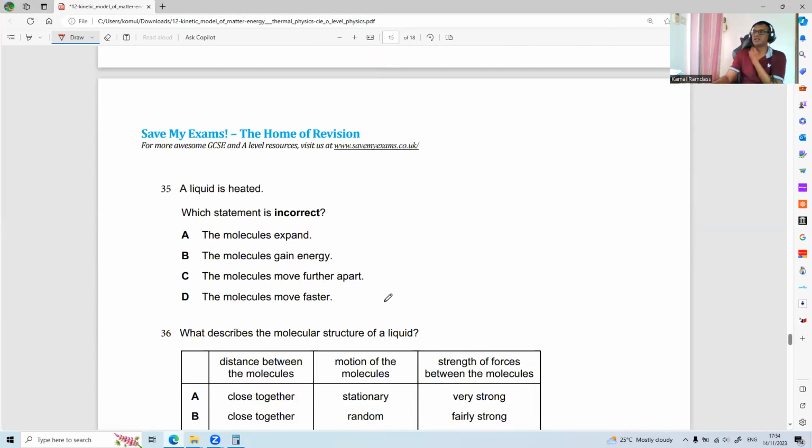A liquid is heated. Which statement is incorrect? The molecules expand. The molecules gain energy. The molecules move further apart. The molecules move faster. Yes. And the molecules move further apart.